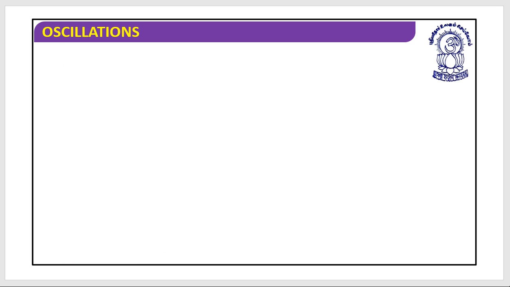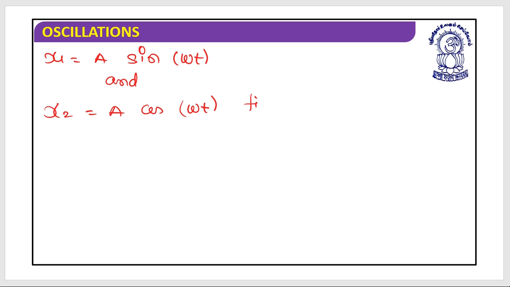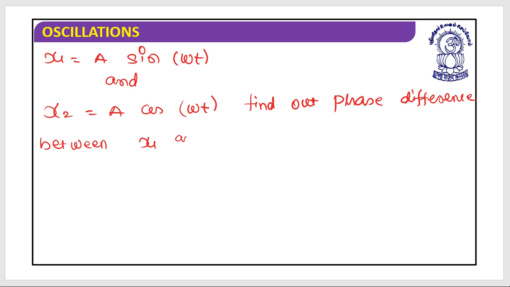If the situation is given like this, let's say x1 is equal to a sine omega t and the second relation is x2 is equal to a cos omega t, and they ask me to find the phase difference between x1 and x2. We need to find the phase difference between x1 and x2. How will we do this?